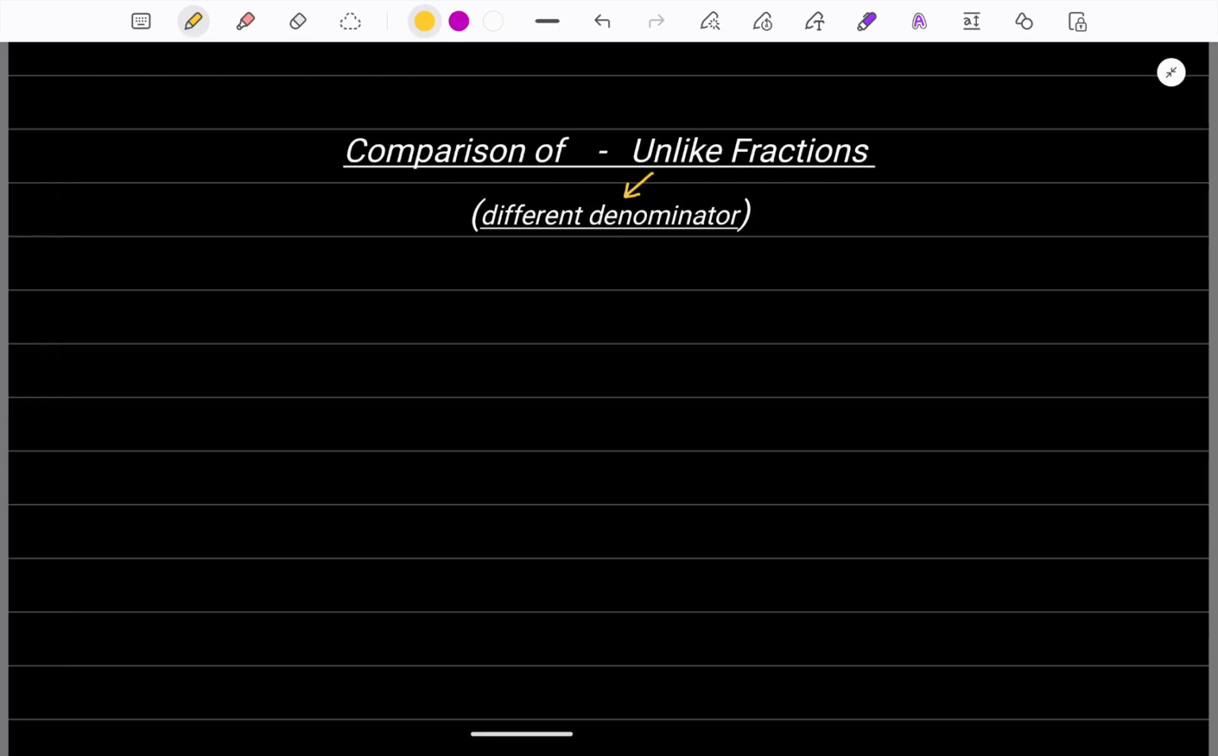Now let's move on and discuss comparison of unlike fractions. Now how do we compare unlike fractions? For this, the simplest method is we convert unlike fractions into like fractions first. Since we will get like fractions, we can compare them by comparing their numerators. Now the question here is, how do we convert unlike fractions into like fractions? For this, we have to first understand LCM. LCM stands for lowest common multiple. Once we know the LCM, we can convert unlike fractions into like fractions.